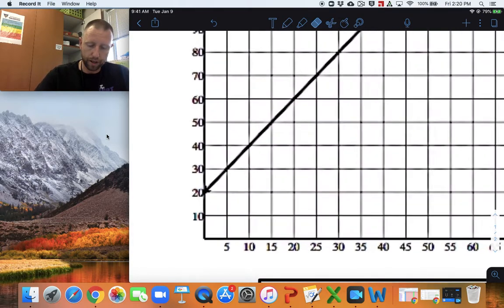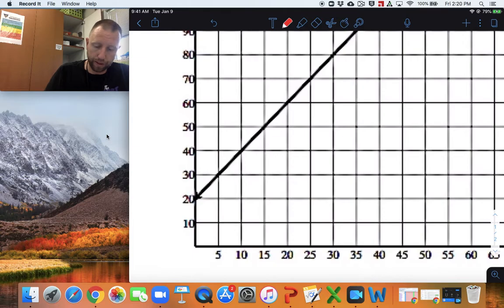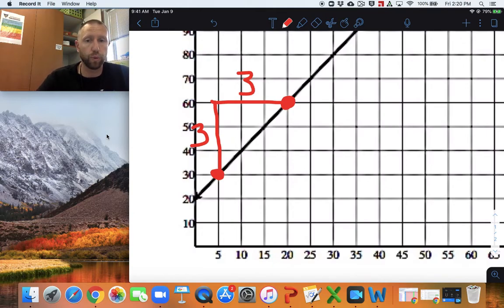For this graph, I'll pick 2 points. Remember, we picked 2 points on the line. So I've got a point here and a point here. 1, 2, 3. I'm going up 3, and over 3. So could we say that the rise and the run was 3 over 3, or just equals 1? We can't, because we're not counting by ones, right?